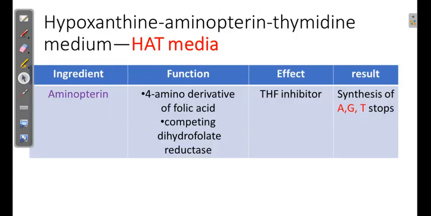So let us now discuss what HAT medium is. HAT stands for hypoxanthine, aminopterin and thymidine medium. So it is having 3 components: first, hypoxanthine, aminopterin and thymidine. Let us see one by one how each ingredient is applicable. First, the most important part is aminopterin. What is aminopterin? Aminopterin is basically a competing molecule which competes with dihydrofolate.